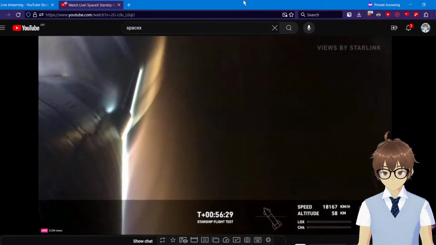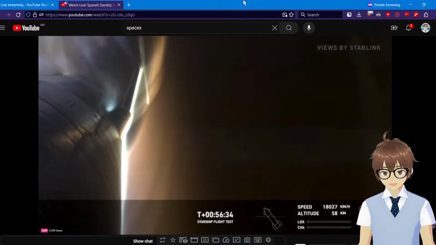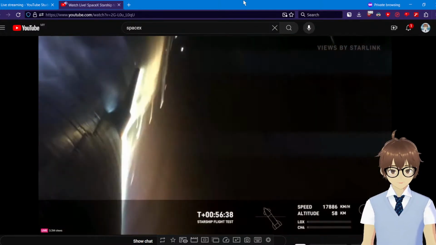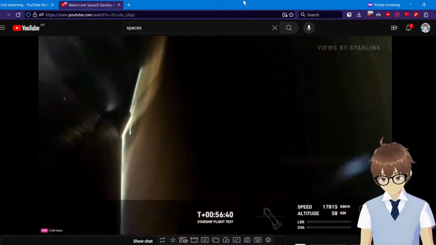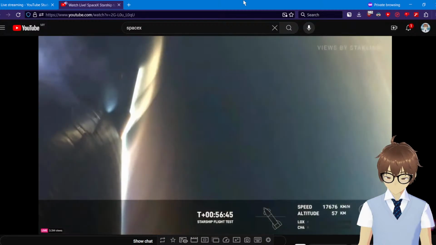And right now, speed is almost 18,000 kilometers per hour, continuing to descend. Altitude is around 58 kilometers. We are over the Indian Ocean. We're actually getting closer and closer to that expected splashdown point, which is just off the northwest corner of Australia.